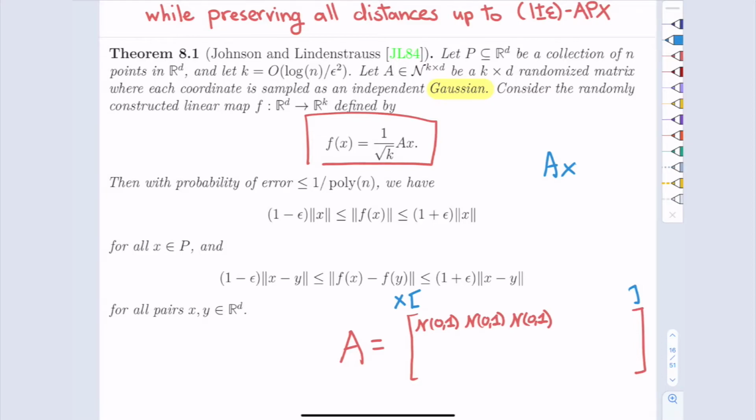Okay, there's nothing particularly sophisticated about this construction. In fact, A has nothing to do with the input points, right? So this is called an oblivious embedding because it doesn't look at the structure of the input or anything like that. You give me any points, and I'll do this random sampling and use that to create a low dimensional embedding, and it's going to preserve all the distances with high probability.